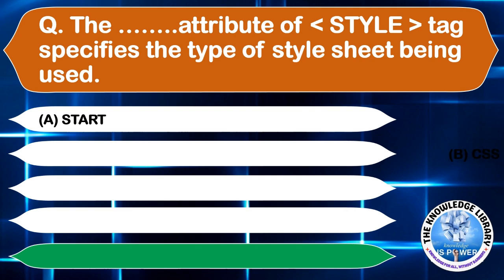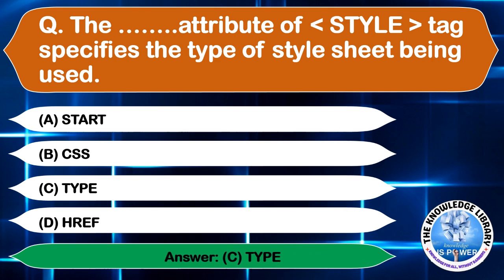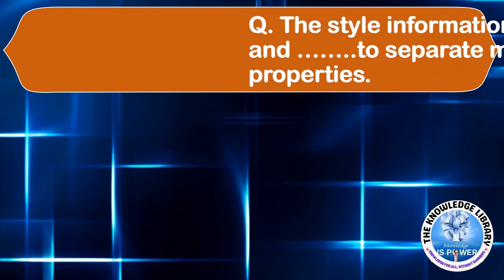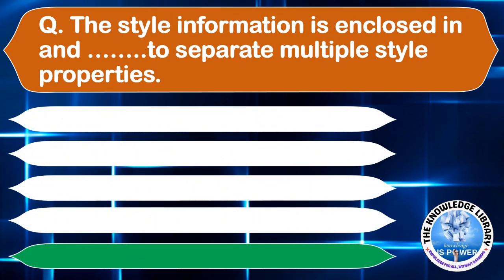The next question is, the dash attribute of style tag specifies the type of style sheet being used. Option A, start. Option B, CSS. Option C, type. Option D, href. The correct answer is option C, type.